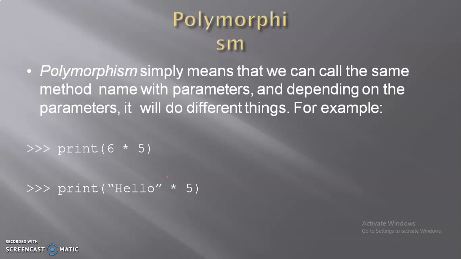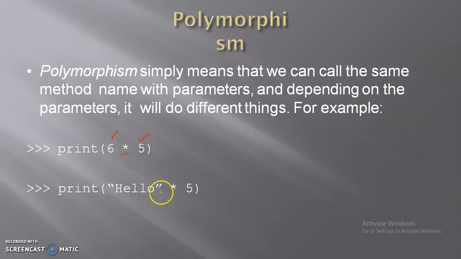Say for example, I have a multiplication operator in Python. Print of 6 into 5. It generally gives us 30 because 6 and 5 are integers, so it acts as an arithmetic operator. So we get 6 into 5 as the multiplication of the two numbers, so I'll get 30.